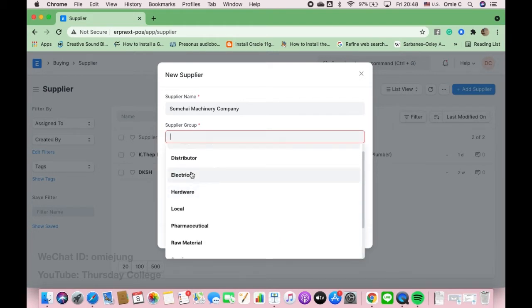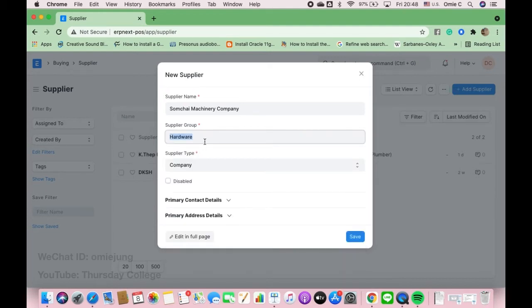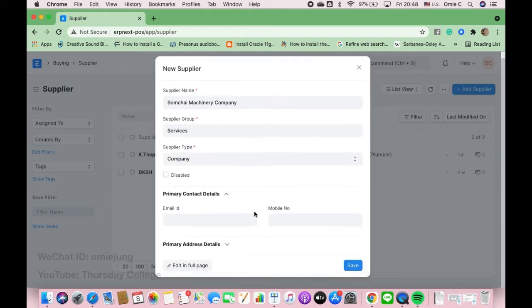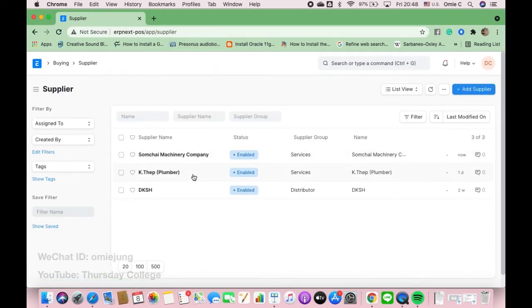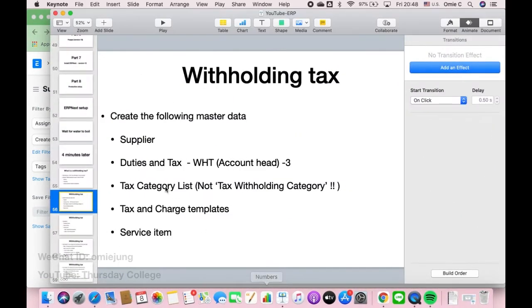Let's say hardware or maybe service. Here, a Thai company. For the contact detail, just put the telephone number. Okay, here we are. So we have the supplier, which is a company. We will not do anything more at this moment, so let's see what is next that we are supposed to do.